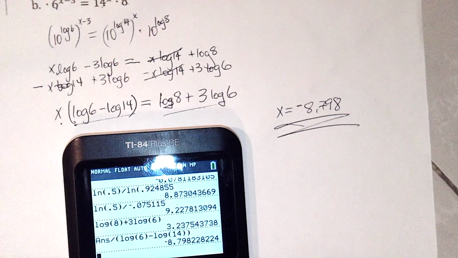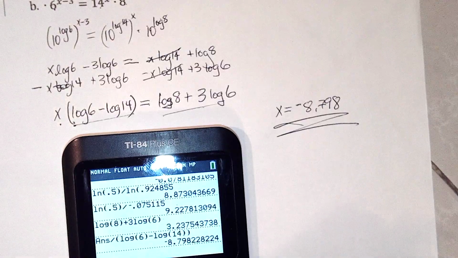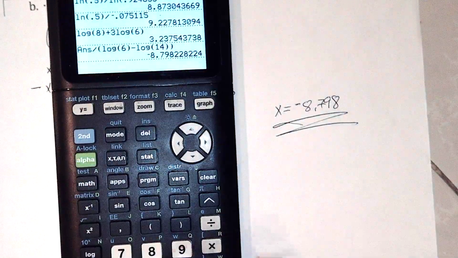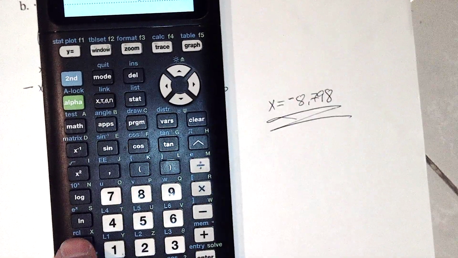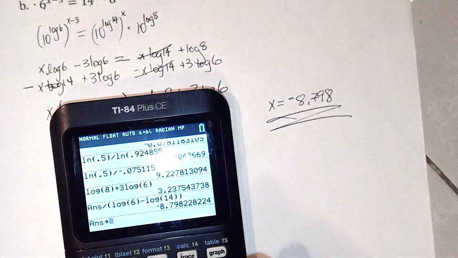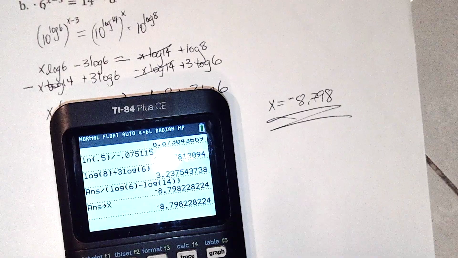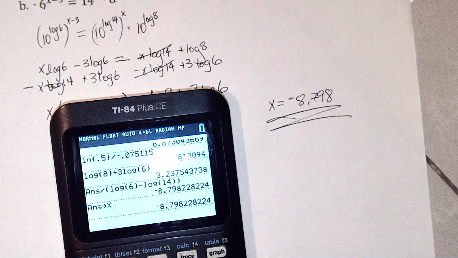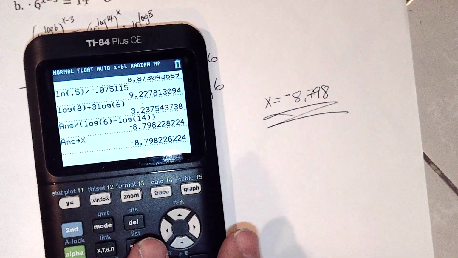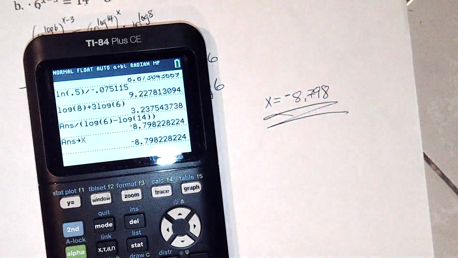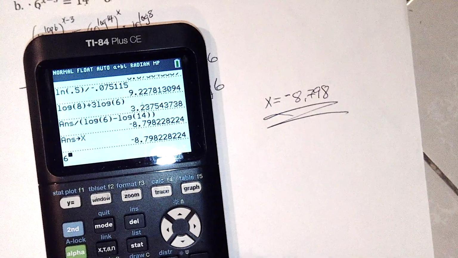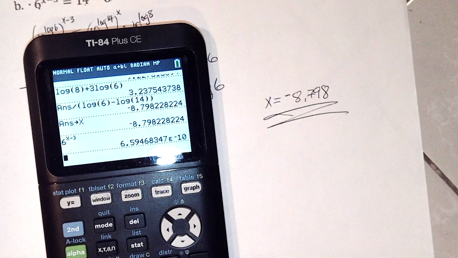And I could check it. I could store that into x and then type these in. Let's do that. So I got this button down here that says store. If I store that in x, this calculator now thinks x is that value until it's changed by doing some graphing or something else. So I can say, what is 6 to the x minus 3? And it tells me that.